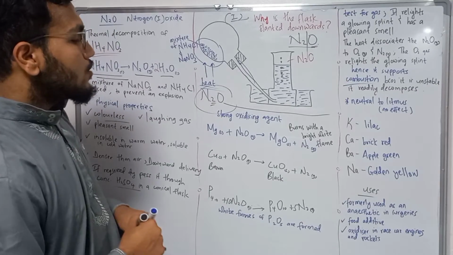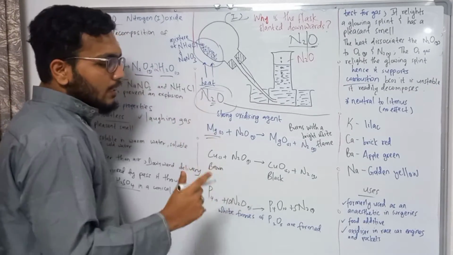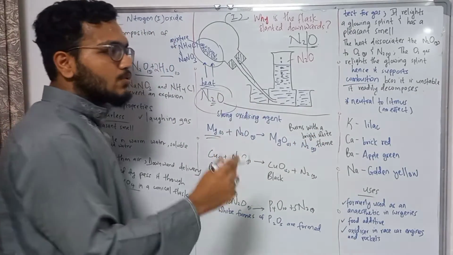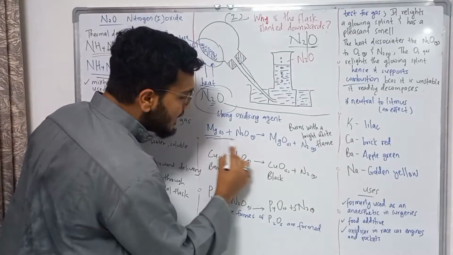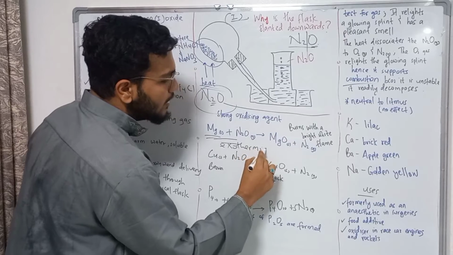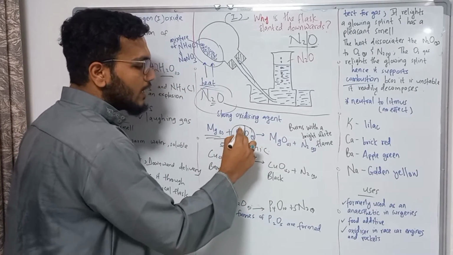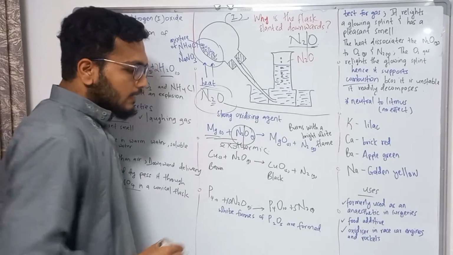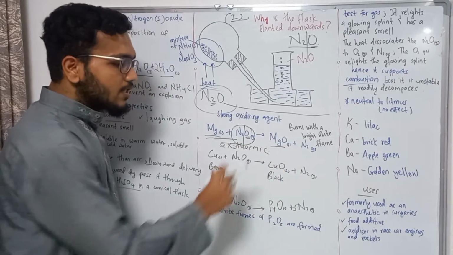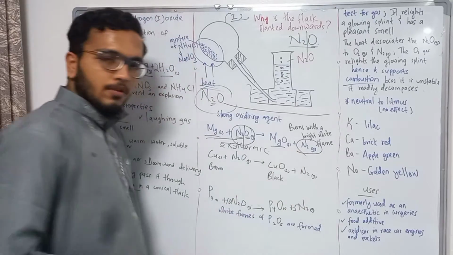Now, when N2O is reacted with magnesium, what is the observation? It burns with a bright white flame. Why does it burn? This is a highly exothermic reaction. It produces a lot of heat. So the heat produced breaks down N2O into nitrogen and oxygen. The oxygen here combines with magnesium to form magnesium oxide, which is a white solid. And the nitrogen that is left is given as a byproduct.